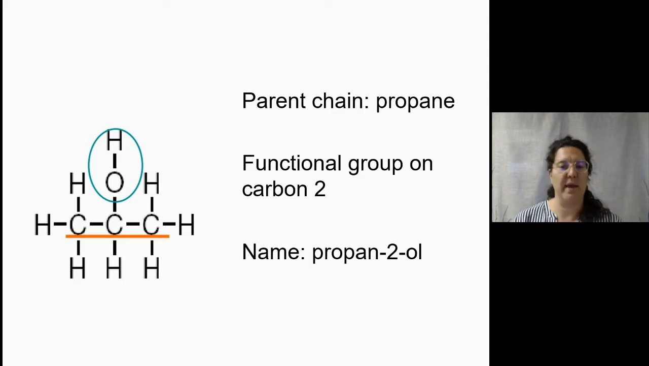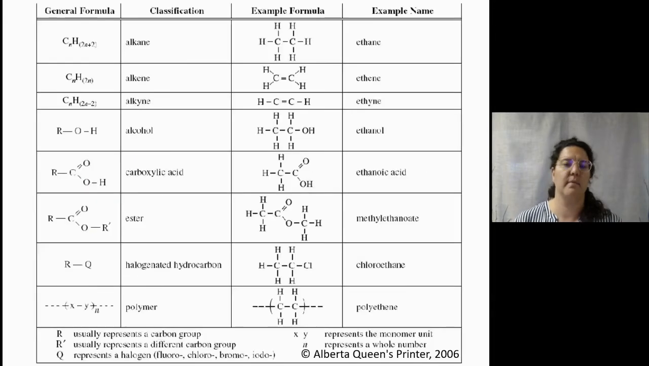So the parent chain is propane. Our functional group is on carbon 2. And so our name is propan-2-ol.